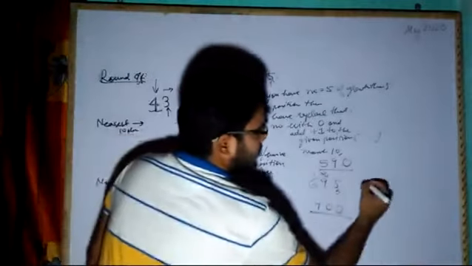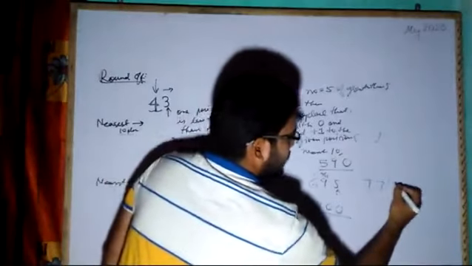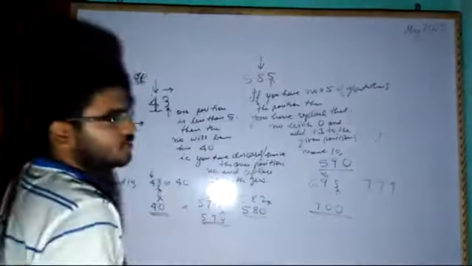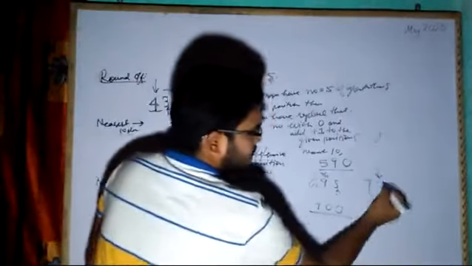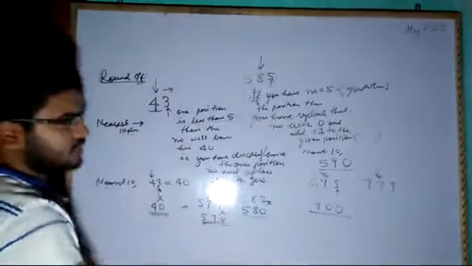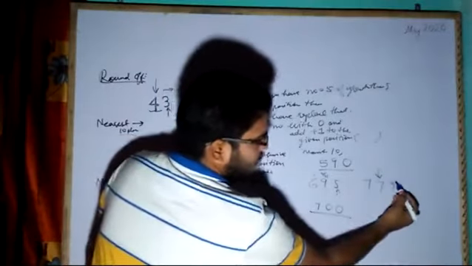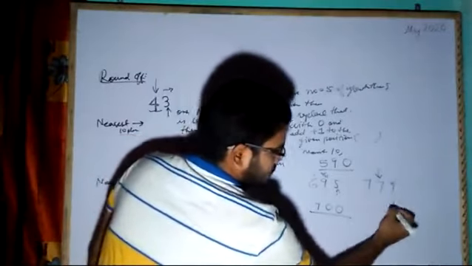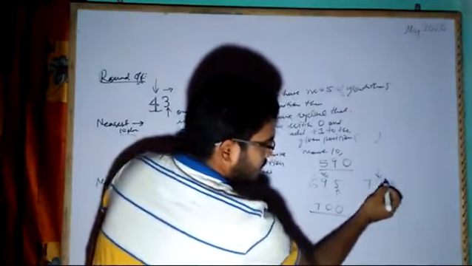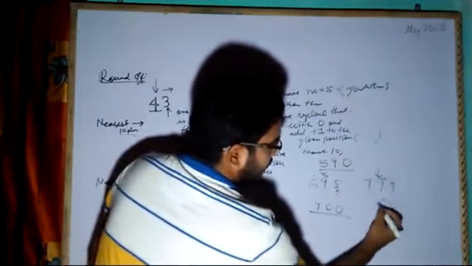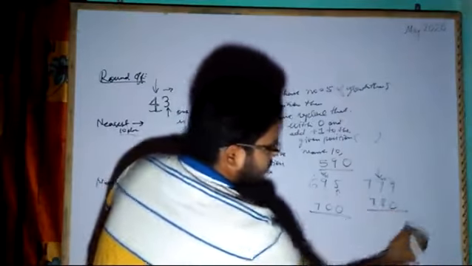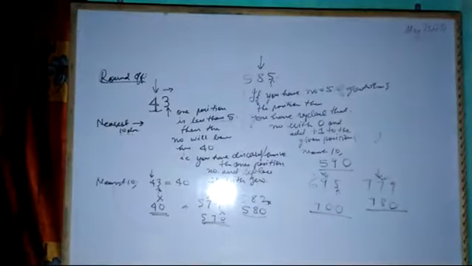If I have a number like 779, and I am discussing all of these for the nearest tens, the ones position is greater than 5, so this becomes 0, and 1 is added to the tens digit, so it becomes 8, and then 7. So the answer will be 780.